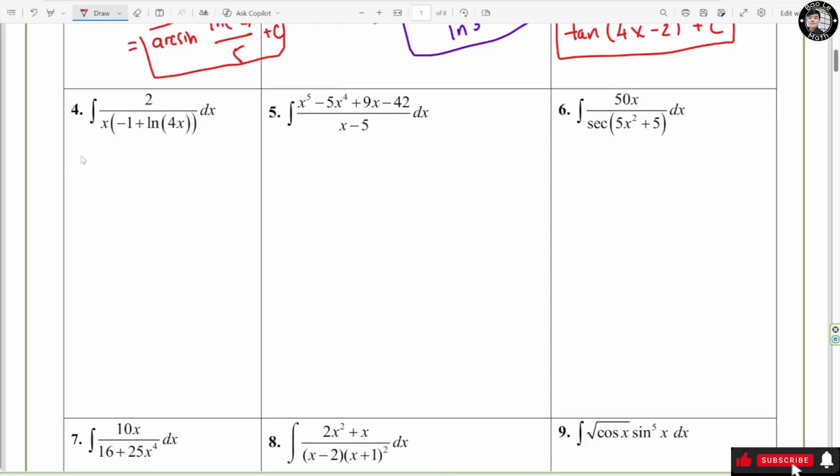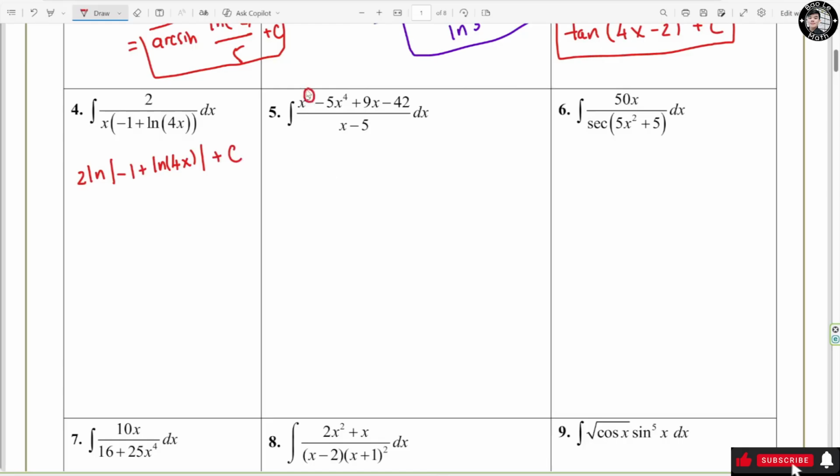Now question 4, similar to question 1. Alright, so I'm going to leave this one for you to practice. I just give you the answer. So the answer must be 2 ln absolute value of negative 1 plus ln 4s plus c.